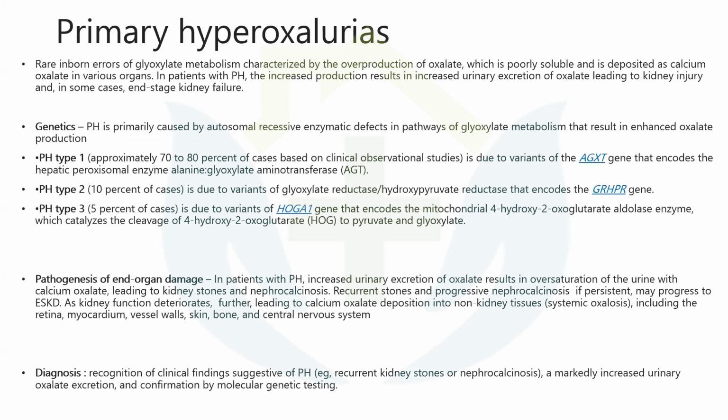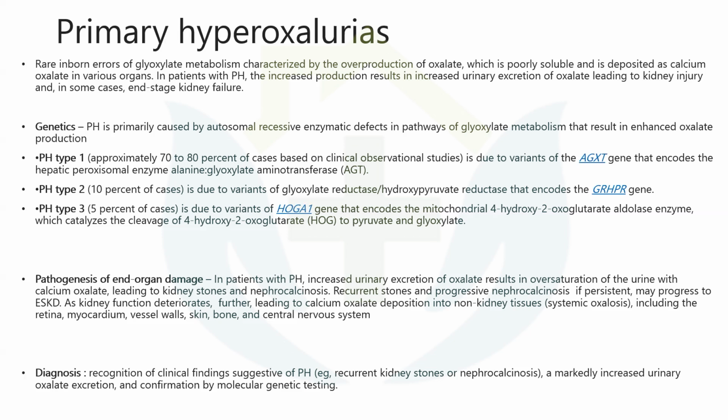Next topic is primary hyperoxalurias. So hyperoxaluria is basically the overproduction of oxalate in the body because of an inborn error of glyoxylate metabolism. This oxalate is very poorly soluble, so it will be deposited with calcium salt in various organs, mostly in the urine, causing calcium oxalate stones, and finally it mainly causes kidney injuries and end stage kidney disease. This defect in the glyoxylate metabolism pathway enzyme is an autosomal recessive disorder.